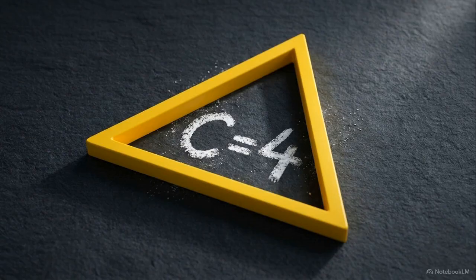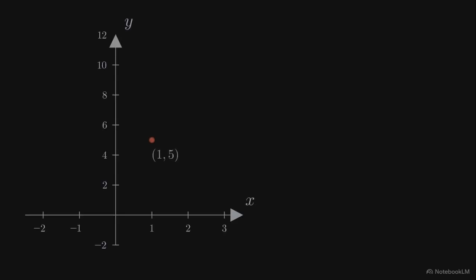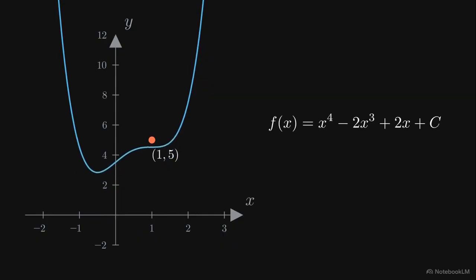It is tempting to solve for c and assume the work is done, but an isolated constant is not a mathematical model. We must complete step 4, the formulation. We substitute the 4 back into our general solution from step 1. This final boxed formula is our particular solution. We have successfully converted a raw rate of change into a specific, unique curve that we can now plot and use for real-world measurements.